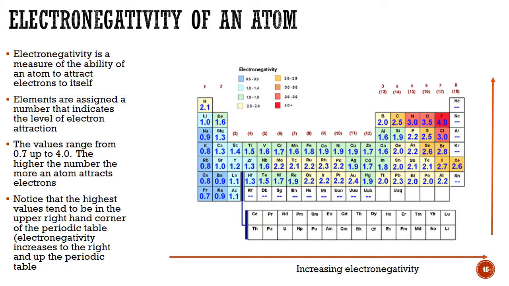Fluorine has the highest electronegativity of 4.0, and then they're measured against each other all the way down to 0.7. And again, the higher the number, the more the atom attracts electrons. Notice that the highest values tend to be in the upper right-hand corner of the periodic table. Fluorine's the highest, and then oxygen and chlorine are very high, nitrogen, bromine, and so forth.